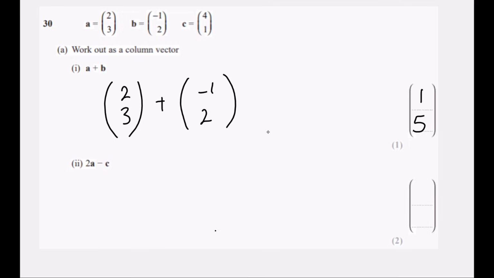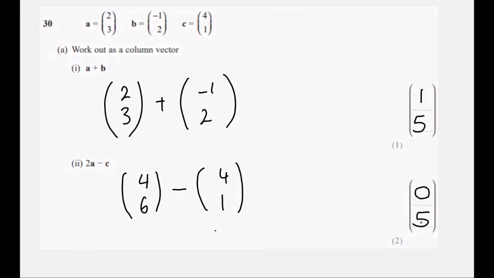2a take away c. So 2a is just a doubled, which is 4, 6, and we're taking away 4, 1. This time we're taking away the vectors. 4 take away 4 is 0. 6 take away 1, 5. So 0, 5.